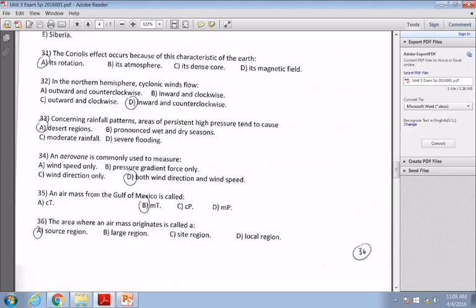So D is the best answer there. Question 35, if you have an air mass that dwells over the Gulf of Mexico, it's going to be maritime tropical, B. 36, an area where we say that an air mass originates is called a source region.